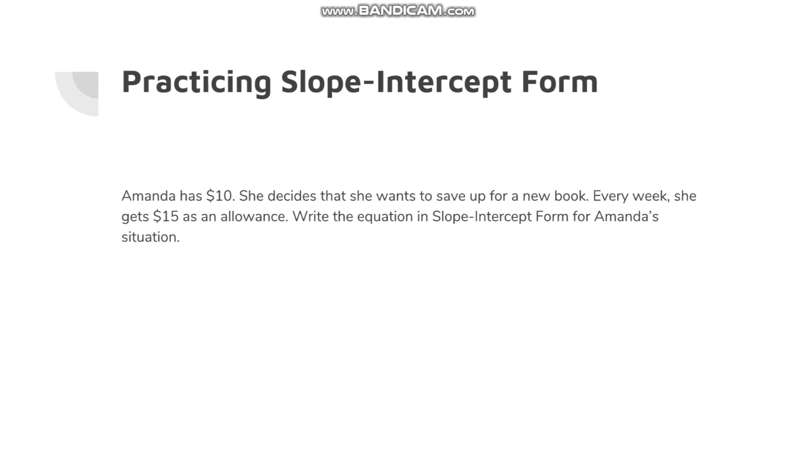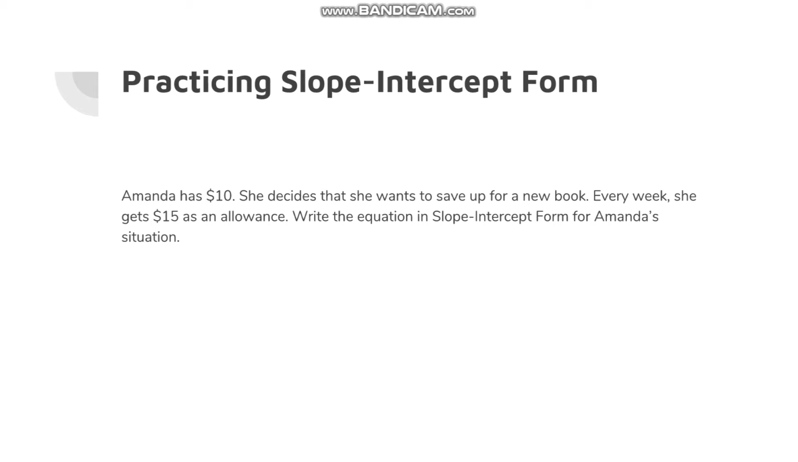So before we move on, let's identify our independent and dependent variables. Our independent variable will be our x-axis, and our dependent variable is our y-axis, but it also relies on the independent. So you can think to yourself, what can we change in this problem? If you said that we could change the weeks, then you're correct. We can change the amount of weeks that go by, but we can't change how much Amanda gets for her allowance. So weeks will be our x-axis independent variable, and money will be our y-axis dependent variable.